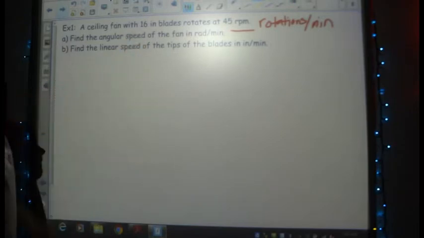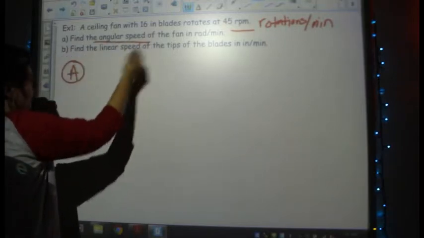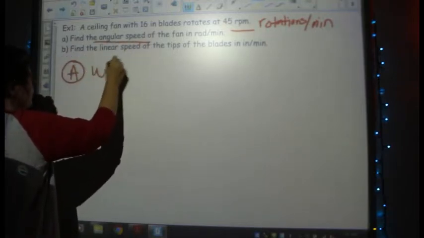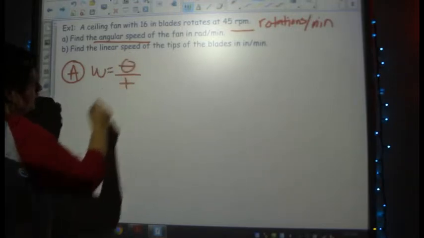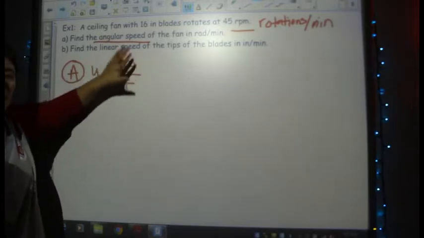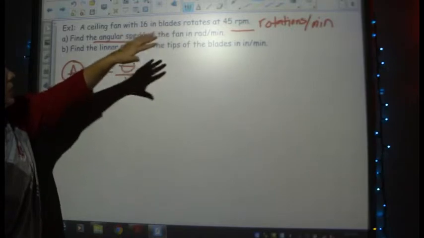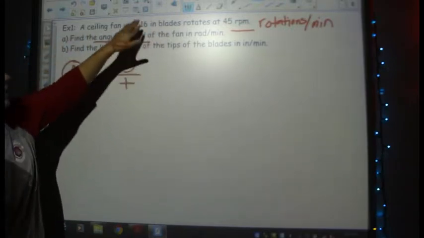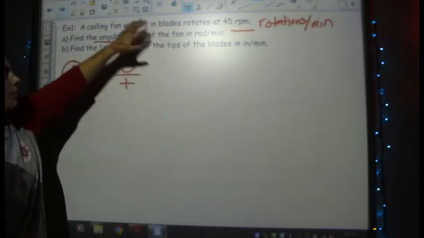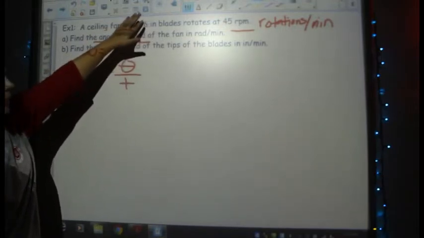So, part A, find the angular speed of the fan in radians per minute. Alright, so for part A, it's asking me for angular speed. So a good place to start is always the formula. So W equals theta divided by time. So we have theta in radians divided by time. That's what we need to wind up with for our angular speed. But it looks like the only thing they really gave us to work with here is the 16 inches and the 45 RPMs. Well, 16 inches is neither theta nor time, so we're going to leave that on hold for now. Maybe we don't need that just yet.